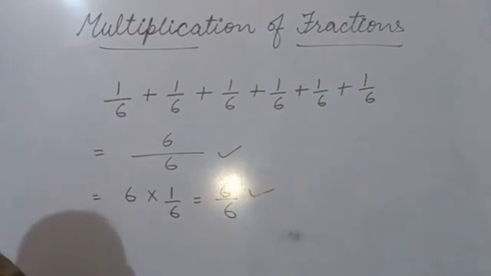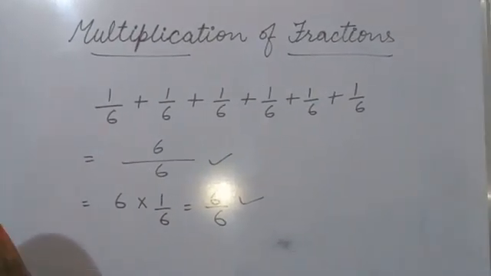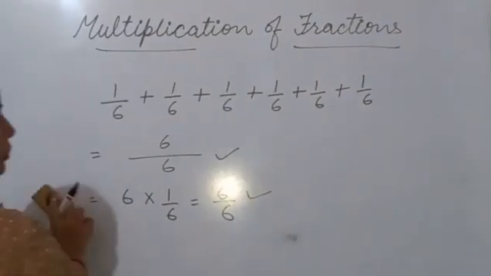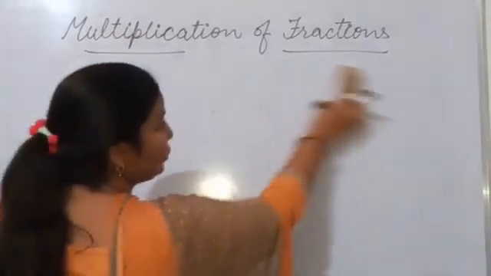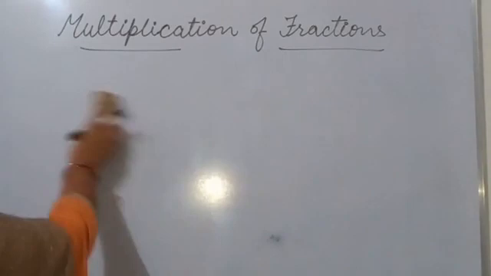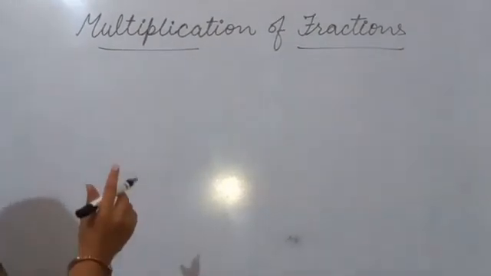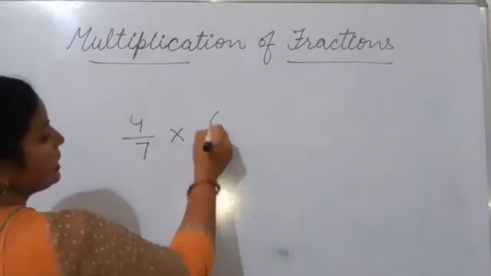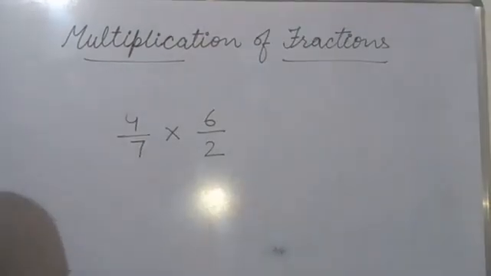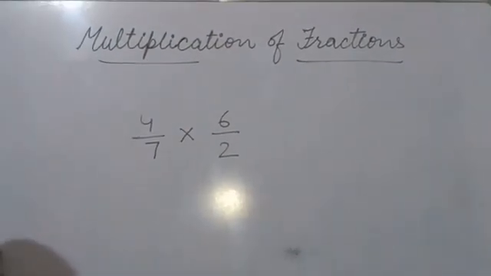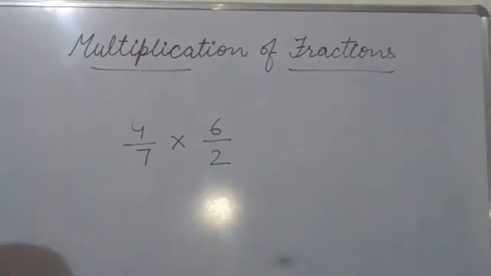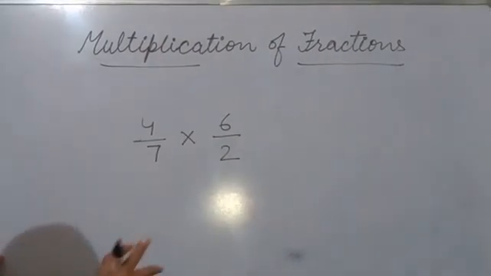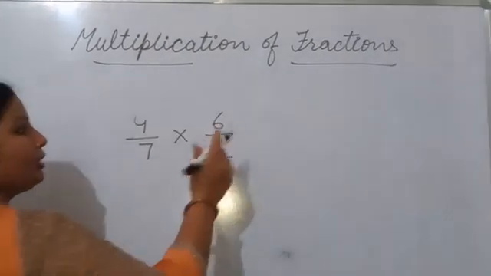Okay. Now there are two methods of multiplication. One is the simple method. How? You will do numerator multiply by numerator and denominator multiply by denominator. Suppose we have 4 upon 7 multiply by 6 upon 2. So in the simple way, if it says multiply, that means you only have to multiply. There is no simplification. So multiply means you should multiply numerator by numerator and denominator by denominator.